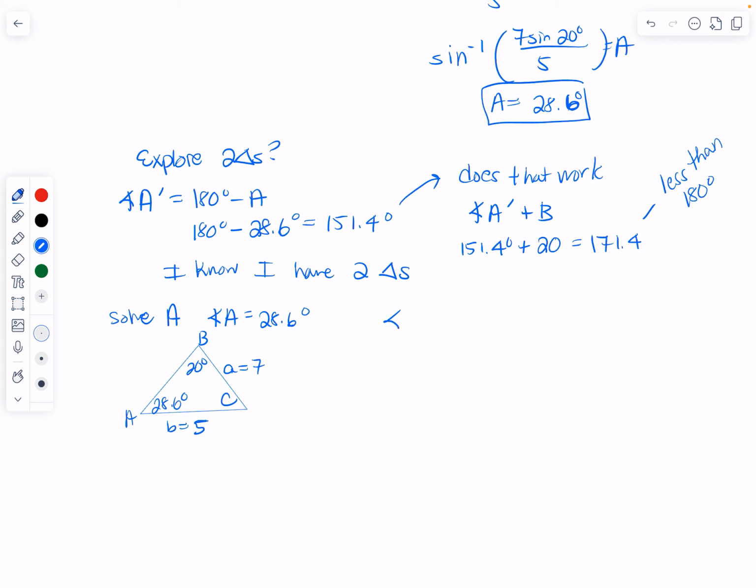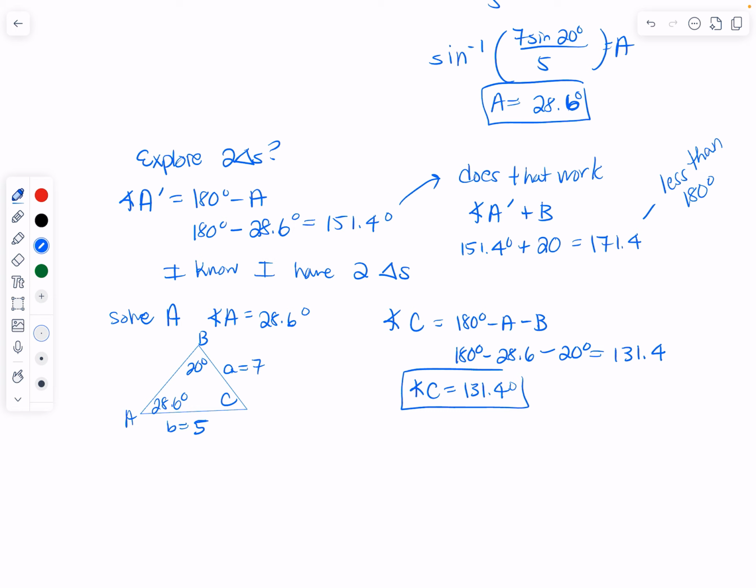I'm going to go after regular angle C first. To find that, I have to take 180 minus angle A minus angle B. So 180 minus angle A, which was 28.6, minus angle B, which is 20 degrees, will give me angle C. And angle C will be 131.4 degrees. Okay, so now I have angle C. Now I have to go after side C.